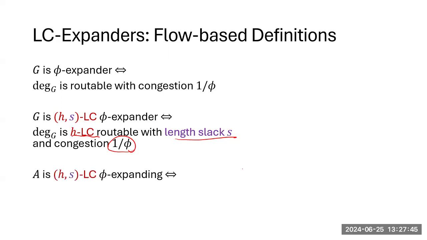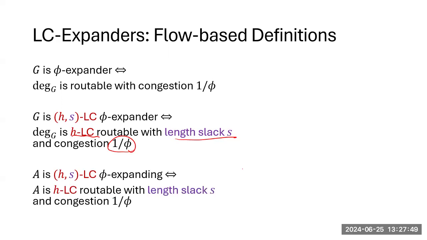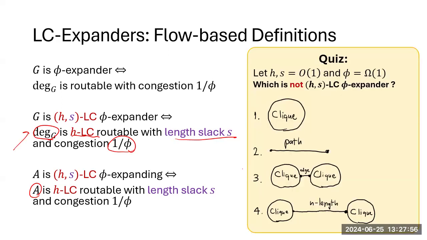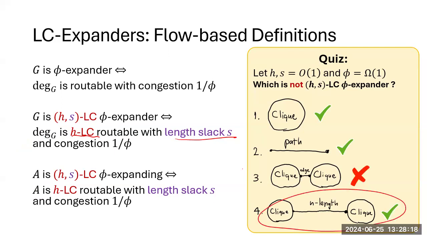A is length constraint phi expanding if the same thing, but replace length constraint degree node weighting here by A. Okay. And just to make sure that you listened to Bernard's talk, can you tell me which graph is not the length constraint expander? Number 3. Correct. Thank you. So this one is the length constraint expander. This one is not. And this one is still length constraint expander, because even though there can be this clique here, there are demands that are far away. So when you look at length constraint demand, there are no length constraint demand between these two. So this is still length constraint expander.